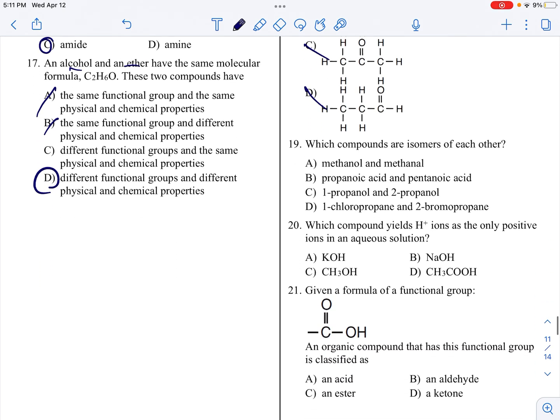Isomers, methanol and methanal. I guess we got to draw these. Methanol.